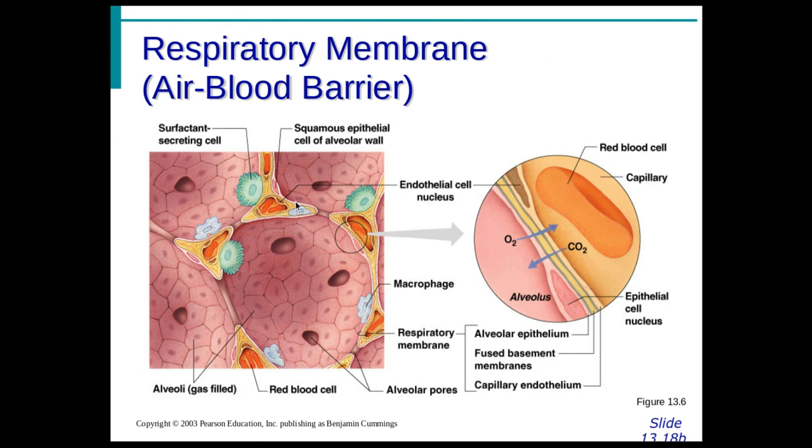You have the surfactant-secreting cell, and the squamous epithelial cell on the actual alveolar wall. And you have macrophages in there to help with bacteria. There's the respiratory membrane coming in here, and right along this line are the capillaries coming into this area. You have this air-blood barrier. The oxygen comes in here to get to the blood. This is where the capillary changes its shape and releases the CO2 back into the alveoli, and they go back and forth, and that's how the gas exchange takes place. At least that's where it does.